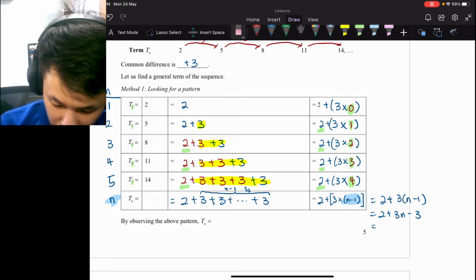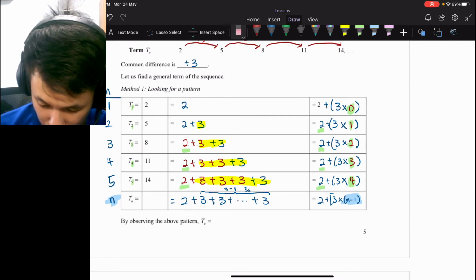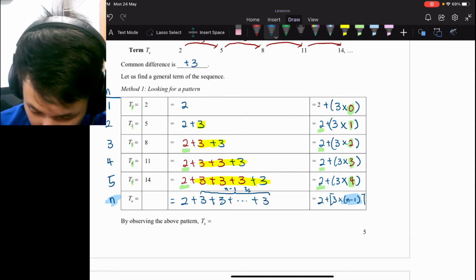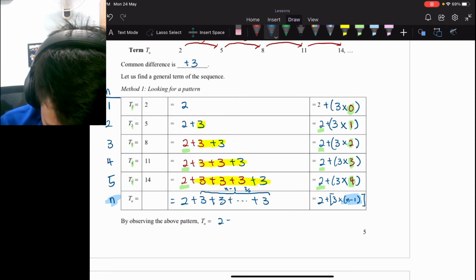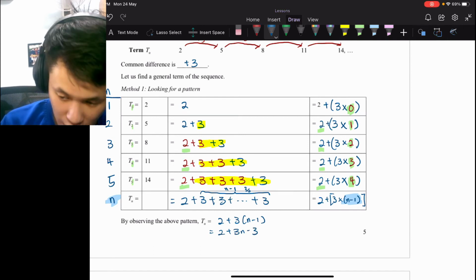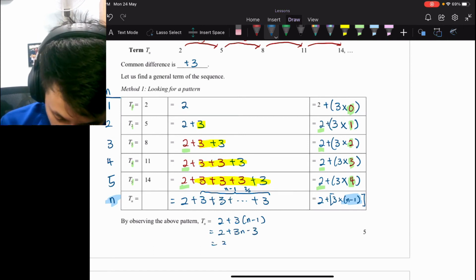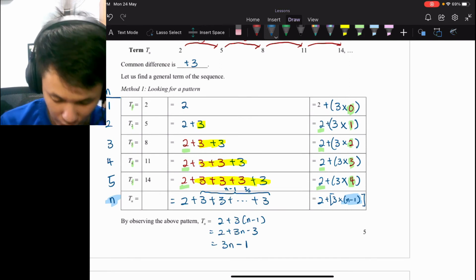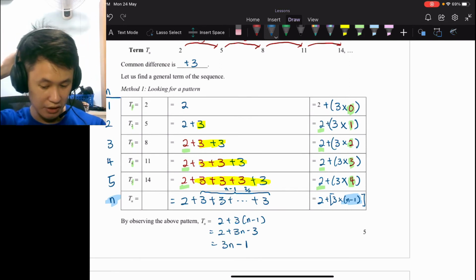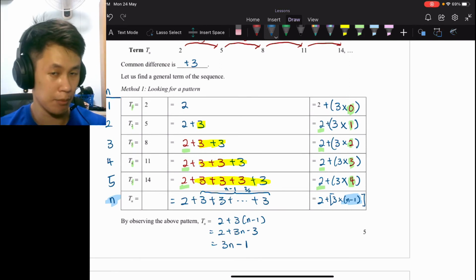Maybe I shouldn't write it here, I should write it at the bottom. So in this case, 2 plus 3 times n minus 1 equals 2 plus 3n minus 3, and this equals 3n minus 1. So the general term now is 3n minus 1.